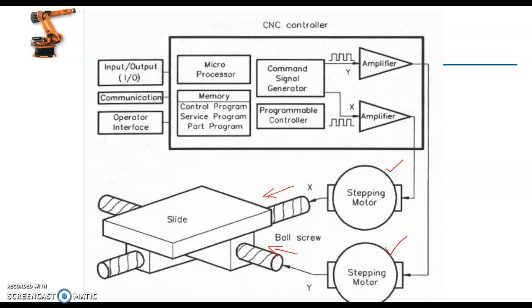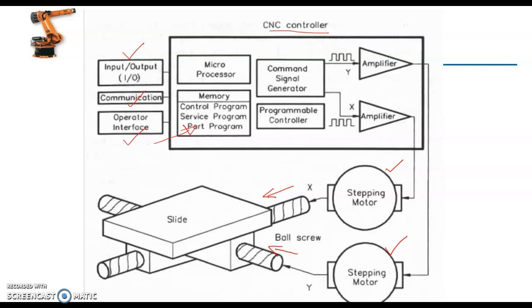The working of the open loop control system can be explained like this. This one is the CNC controller, and it has input output devices, a communication port, and an operator interface. Through the operator interface we are feeding the program.